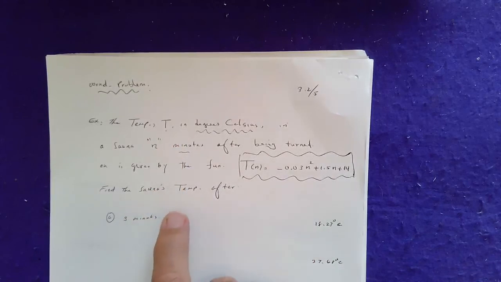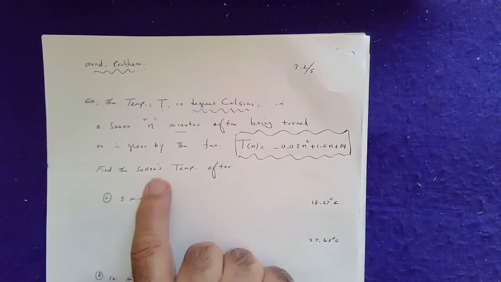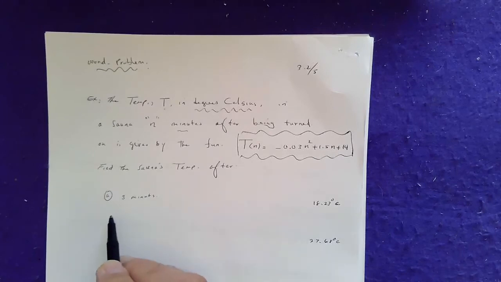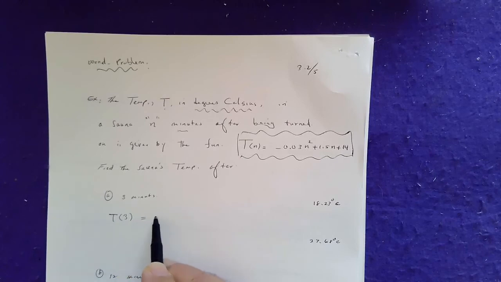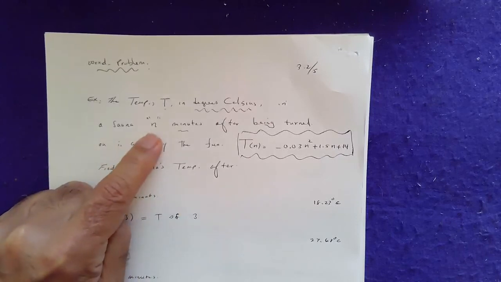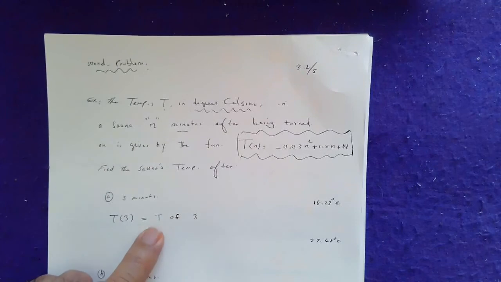So in real life, we don't say find T of whatever. We say find the sauna's temperature after 3 minutes. In the land of mathematics, this translates into T of 3. That's how you read this, T of 3. That means when n, which is the independent variable, which is the time, is 3 minutes, what would be the temperature of the sauna? So how do you do this?